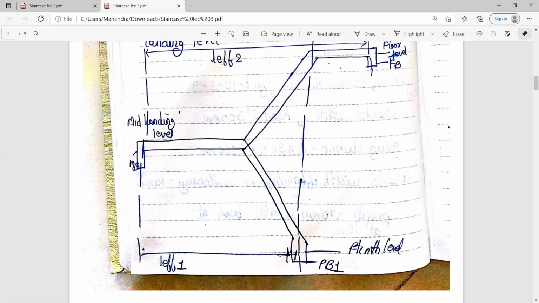Yes, understood layout. Anyone is having any doubt? Yes, reply.